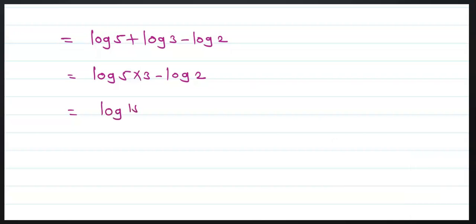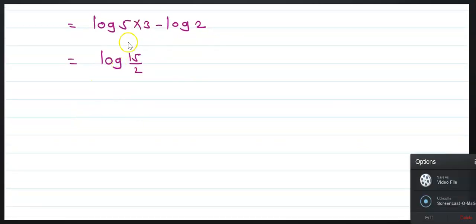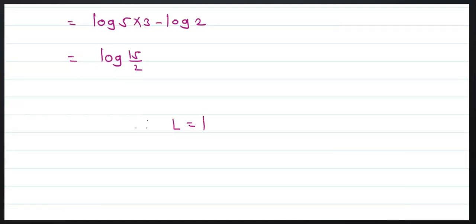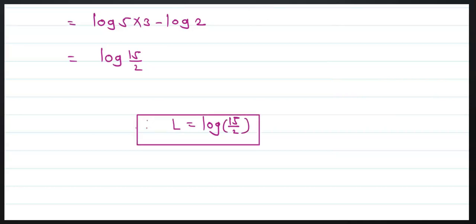Again, the sign between these two, 5 into 3 is 15, and the sign between these two is a minus. Therefore, whenever there is a minus sign, we divide. That is log of 15 upon 2. L is equal to log of 15 upon 2. This is the final answer.